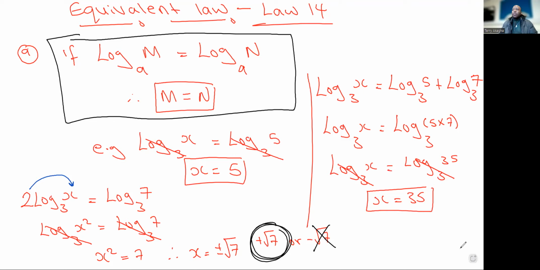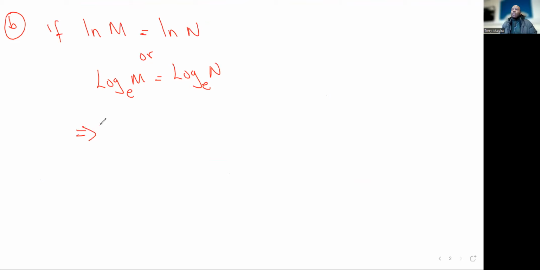B part. The next law for this is that similarly, if ln m is equal to ln n. Like you know, ln is the same thing as log to base e, all right? So you can write this as log e m is equal to log e n. So log e is the same thing as ln, all right? What we are saying in this case as well, you can cancel out, then m is going to be equal to n.